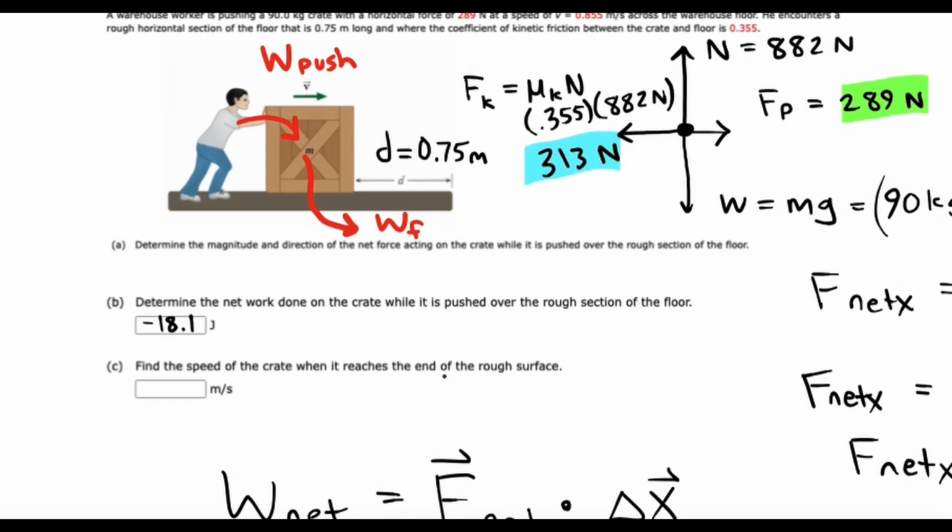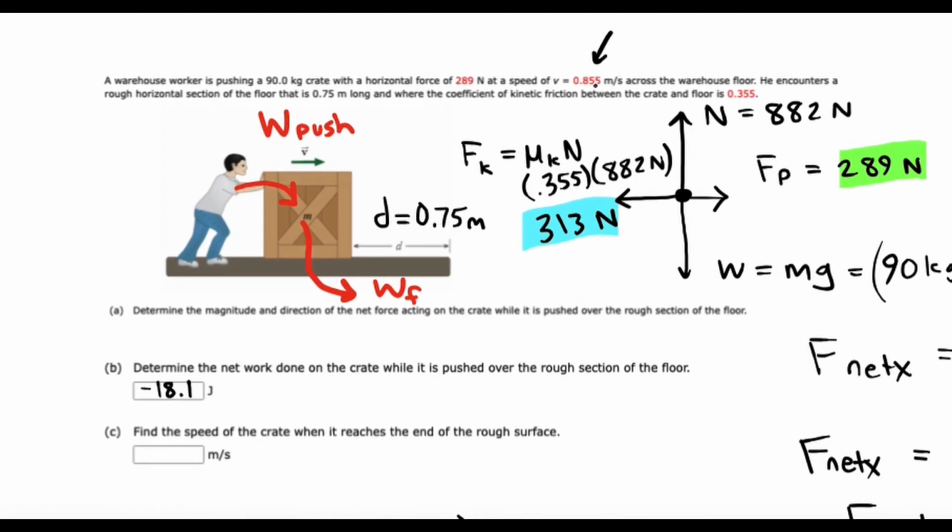So it did slow down, because it started with 0.855.